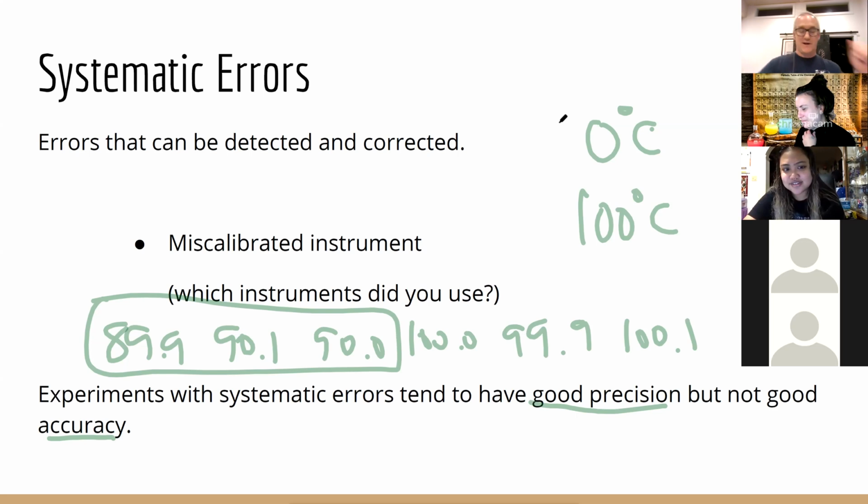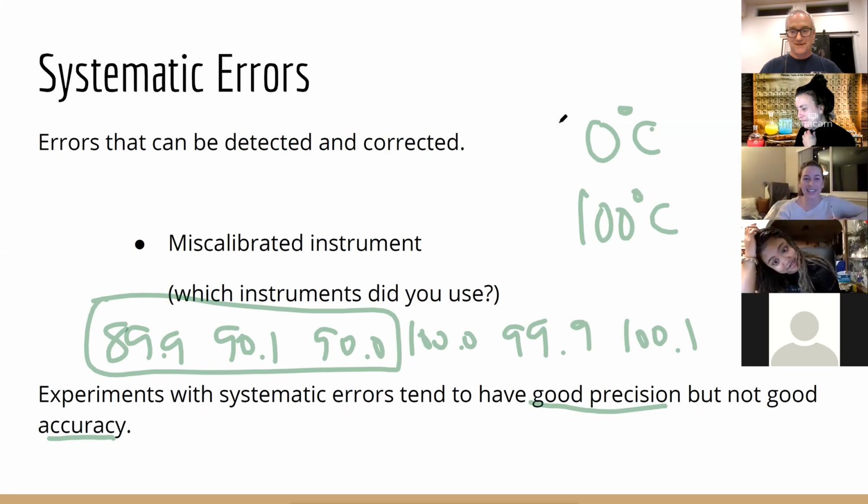So what do we think? Yes or no? It's a definite yes or no question. I guess 90.0. Yeah, it's precise. The answer is yes, it is precise, because you're getting very close to the same answer every single time.